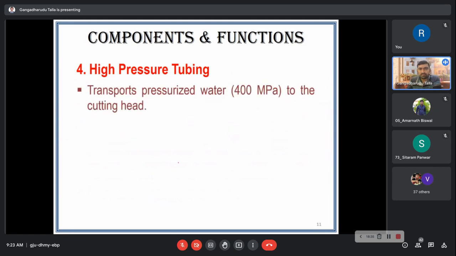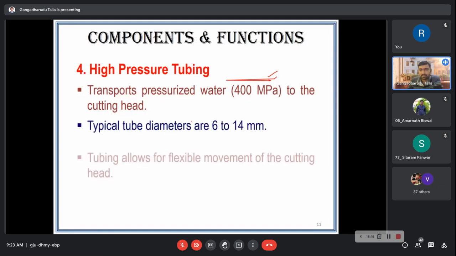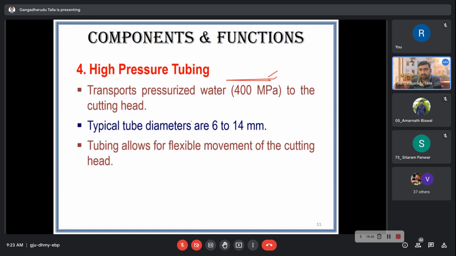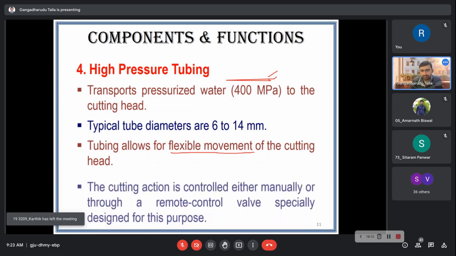High pressure tubing is required because those tubes should also be able to withstand about 400 megapascal pressure. Typically diameters are 6 to 14 mm. So this is one thing. Tubing allows for flexible movement of the cutting head. The cutting head, whatever nozzle is attached, has to move freely in different directions. If you use flexible tubes, then only it is possible. So water will flow through those pipes.